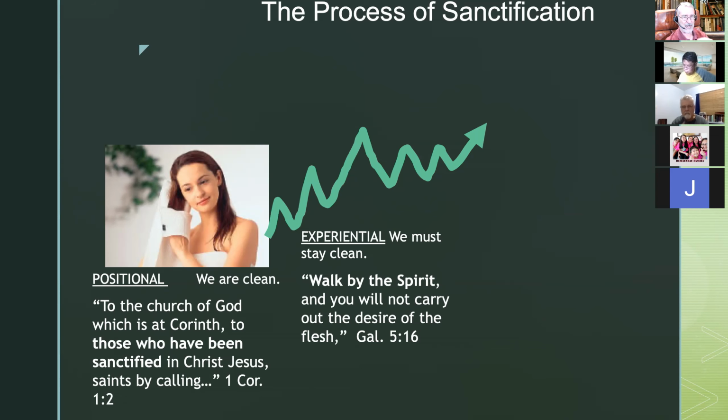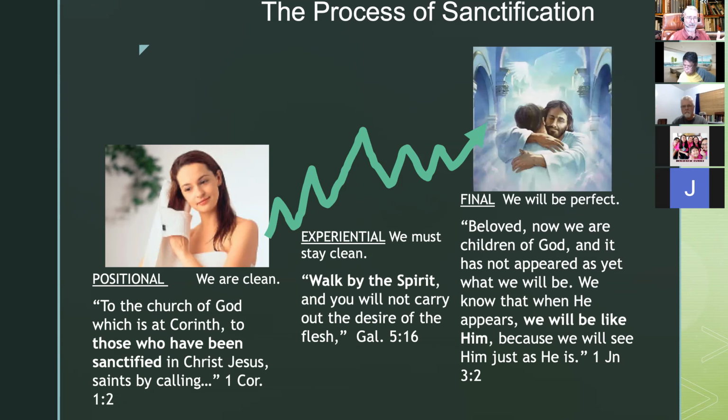So this is an experience that we have day by day, a process that is leading toward a final or complete or perfect sanctification. When we finally get to heaven, go through the Eastern Gate, meet Jesus, at that point we will have arrived at perfection. Beloved, now we are the children of God, and it has not appeared as yet what we will be. We know that when he appears, we will be like him because we will see him just as he is. As of course is 1 John 3.